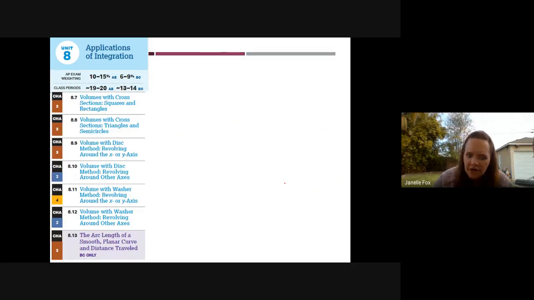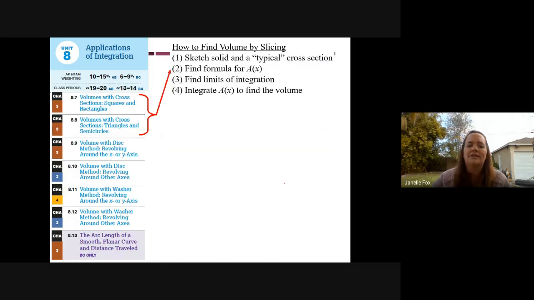So then there's a whole other section here. We did a lot with areas, and now we got to talk about volumes, right? So this unit 8 actually does match up with our chapter 8. And so next we went to volumes. And for volumes, when they do a cross section that's built up on top, you always want to sketch a picture. You want to draw a typical cross section, like maybe they're giving you examples of a square or a rectangle or a triangle or a semicircle. So those are the formulas that you want to be aware of. You find a formula for that area, you figure out your limits of integration, and then you integrate all of those areas to figure out your total volume.